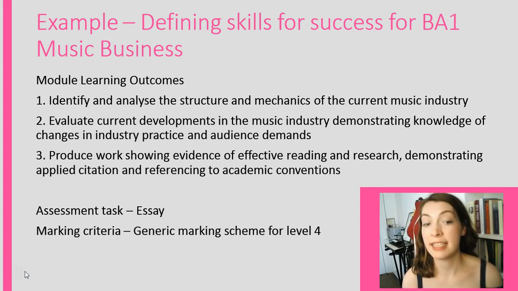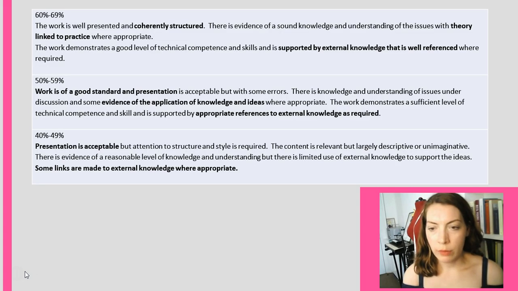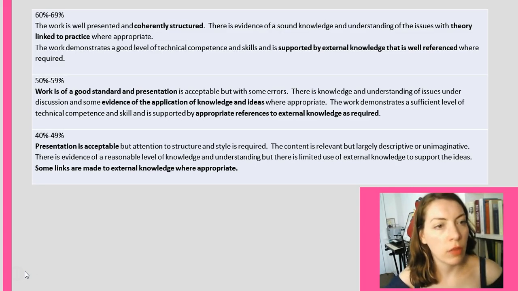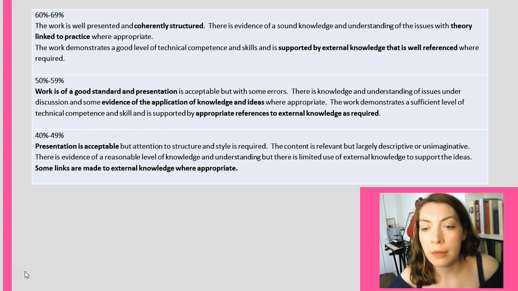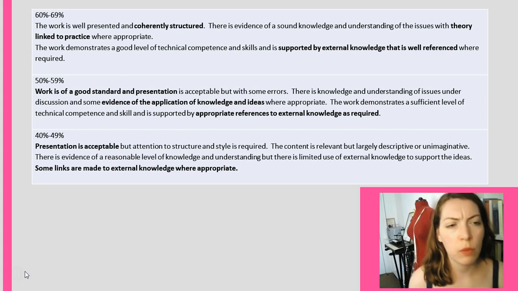And the assessment task here is an essay, a 2,500 word essay. And for the marking criteria, we have the generic marking scheme for level 4, which we will take a quick look at. I'm not going to put the whole thing here, but we've got the descriptions of work in the 40s, 50s and 60s, which is where we'd expect most students to be. So the key things that we can pick out here that will apply to a successful essay, which is their assessment task, are presentation, structure, supporting evidence, supporting their knowledge and ideas, and referencing.